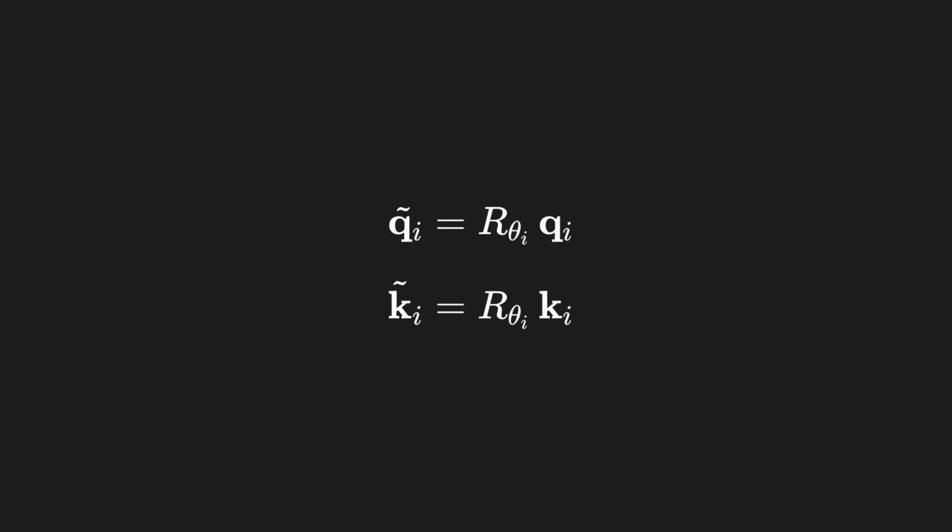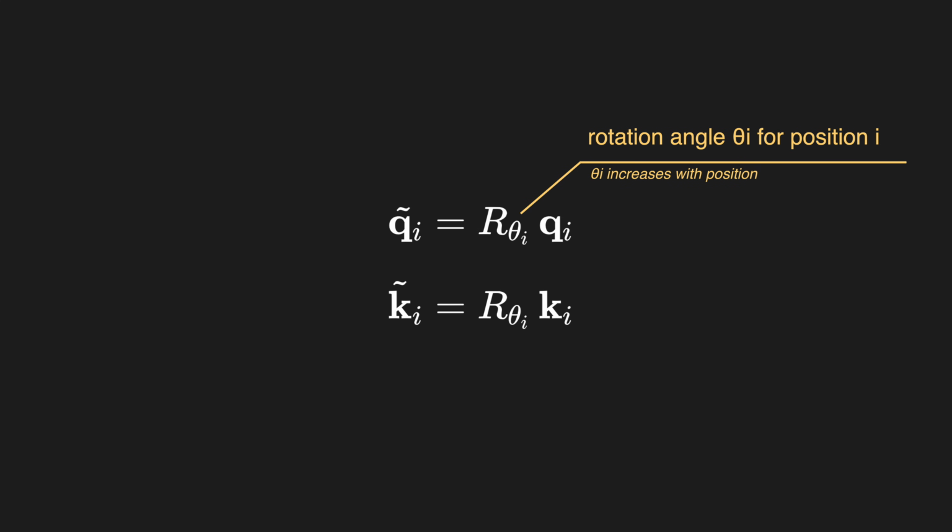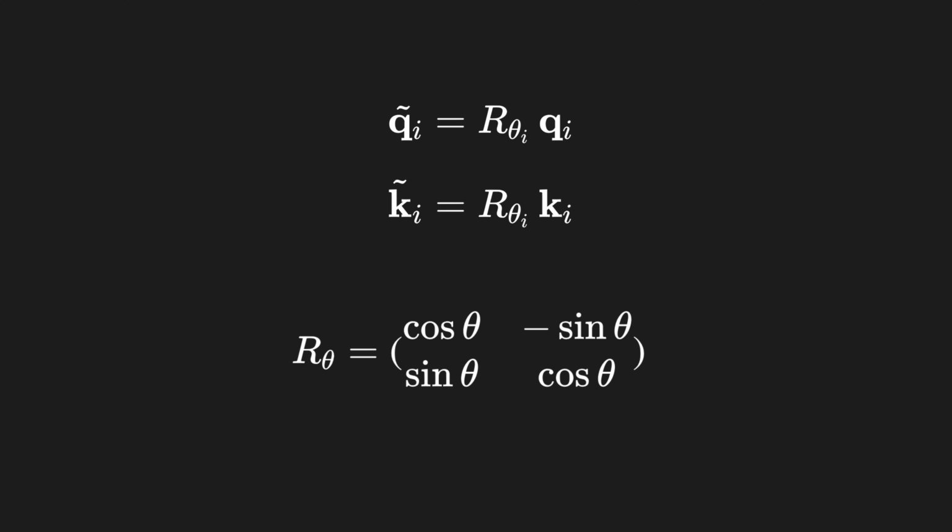Mathematically, RoPE applies the rotation matrix to the query and key vectors. You can see the abstract formula on the screen. Of course, you don't need to understand the formula itself, but to understand the concept, each position i has an associated rotation angle theta i, and that angle increases smoothly with position. The rotation is applied in pairs of dimensions using sine and cosine functions, just like sinusoidal embeddings, but embedded directly into the attention.